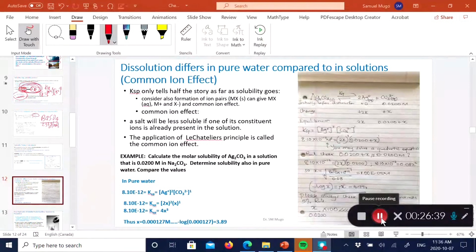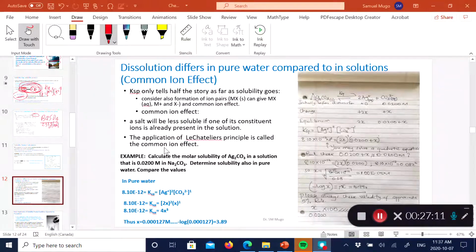Now take note of this: dissolution, or molar solubility, differs when you are dissolving a salt in pure water, or when you are dissolving a salt in another solution containing a constituent ion of the salt. The solubility differs. It's very important. And that's what we refer to as the common ion effect.